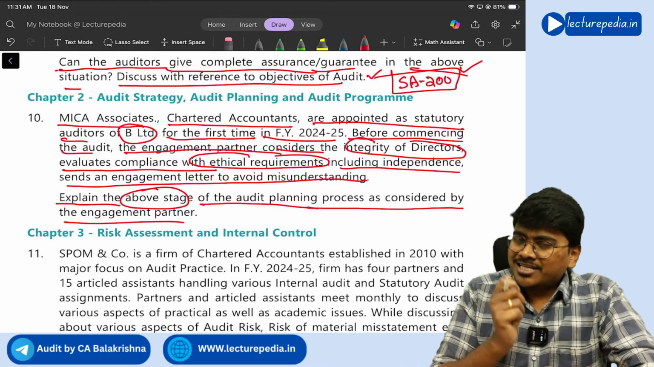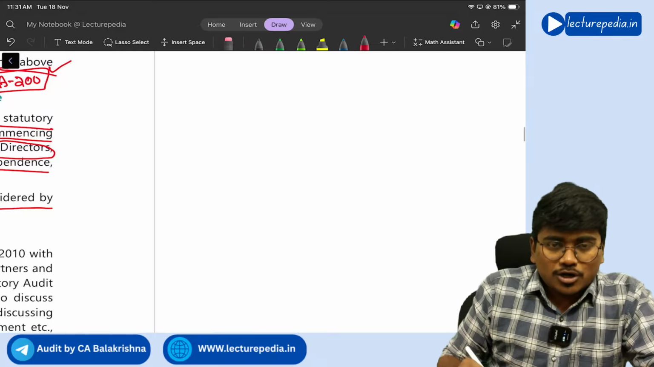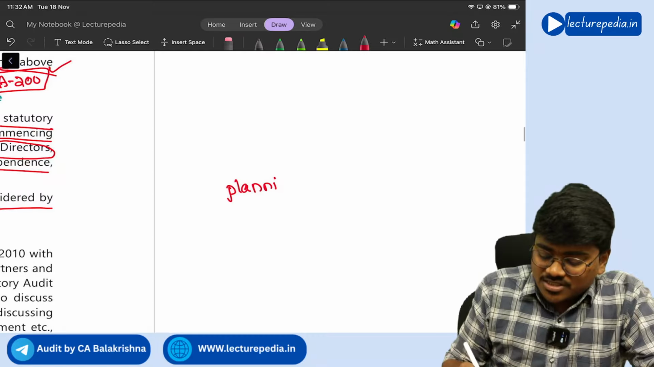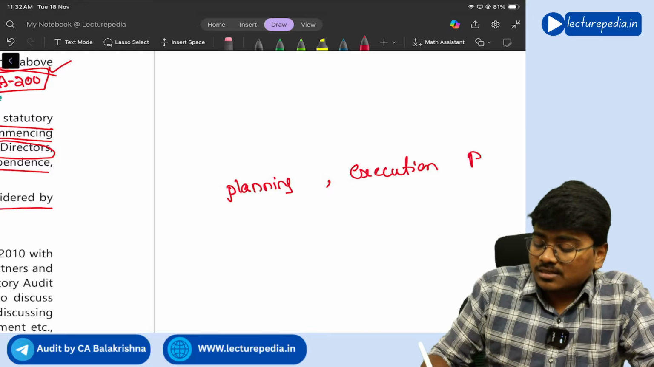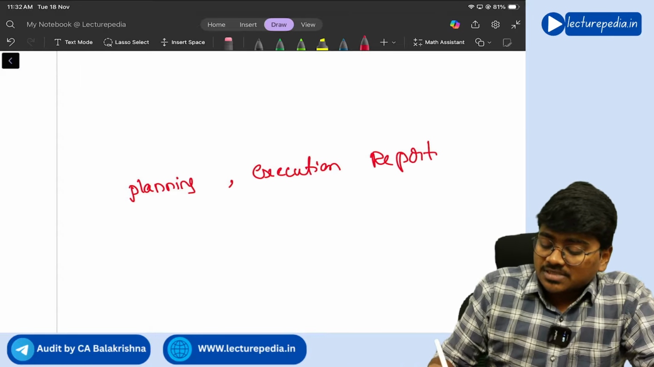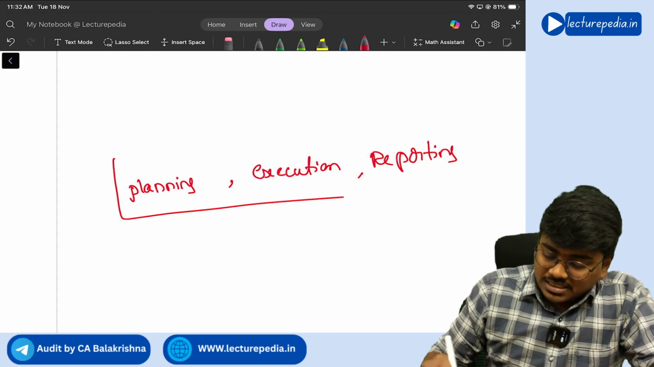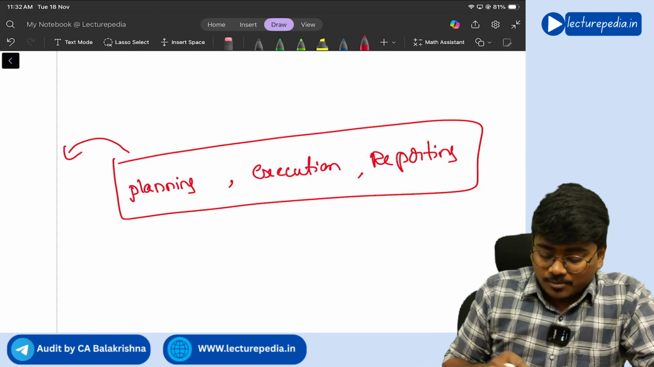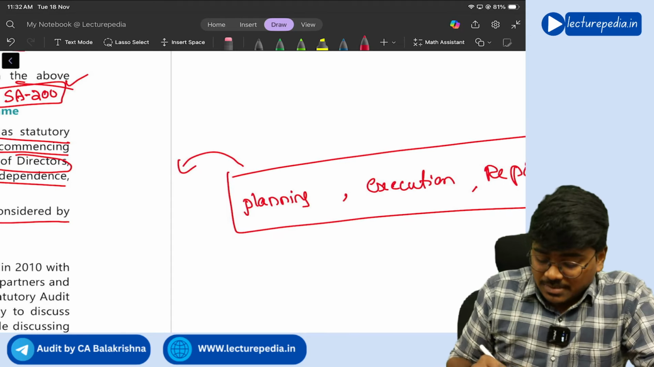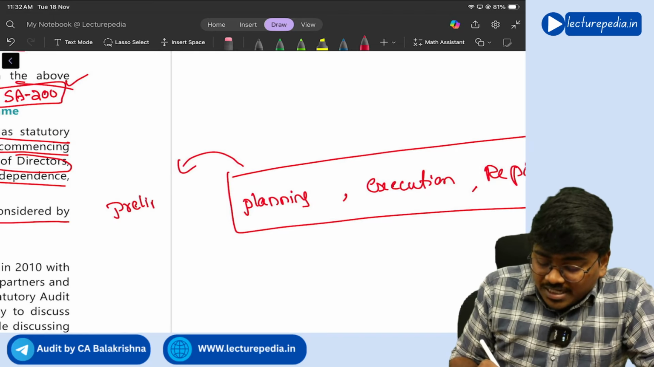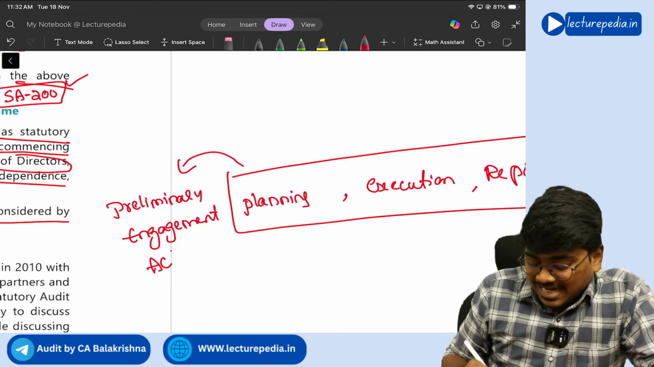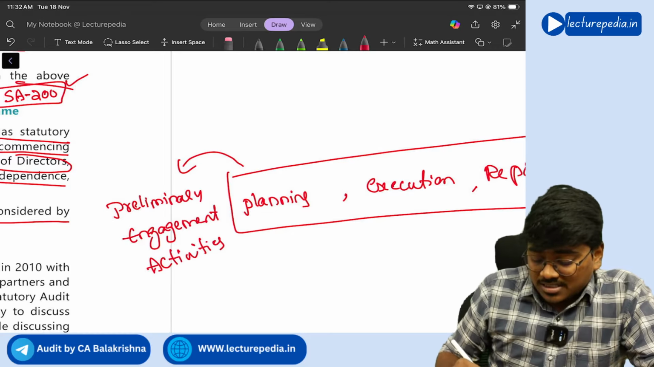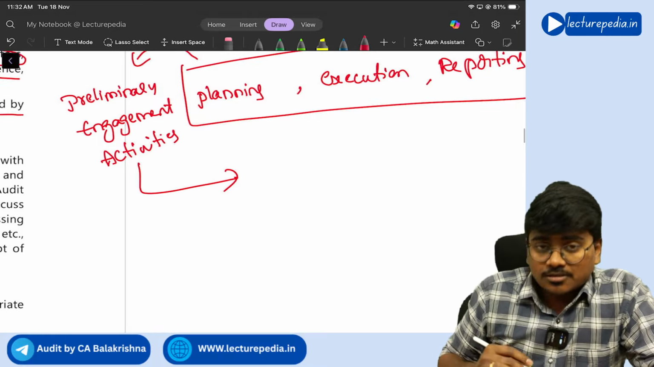If you see, in case of audit, there are 3 stages. What are the 3 stages? Planning stage, execution stage, and finally reporting stage. Now, even before these 3 stages, you will perform certain procedures and you will call them preliminary engagement activities. So what are these preliminary engagement activities?